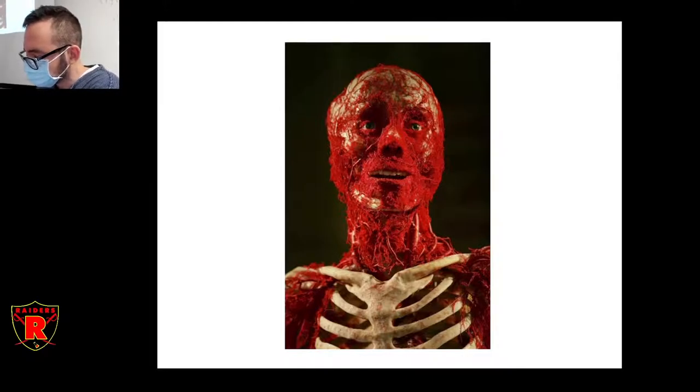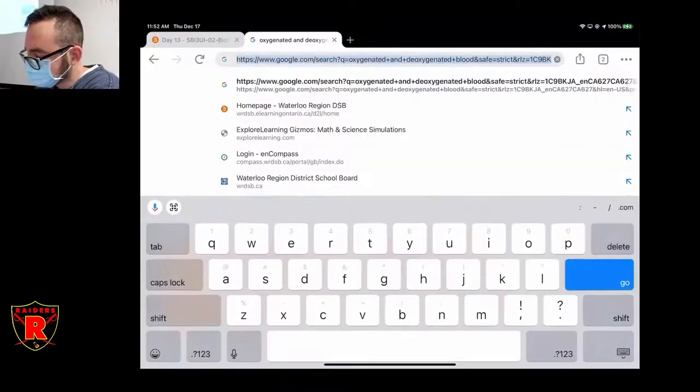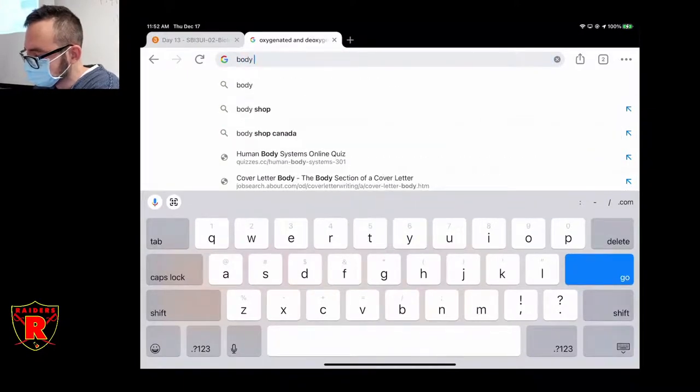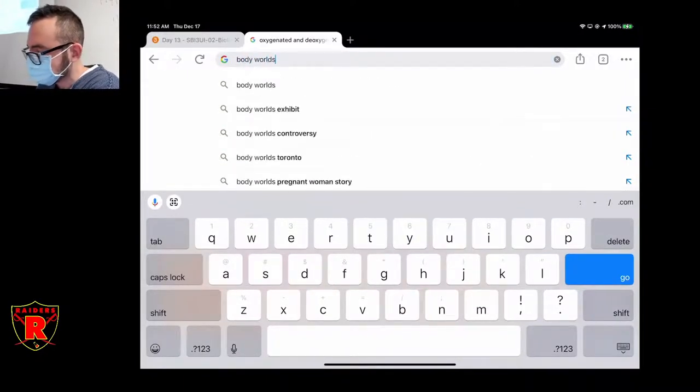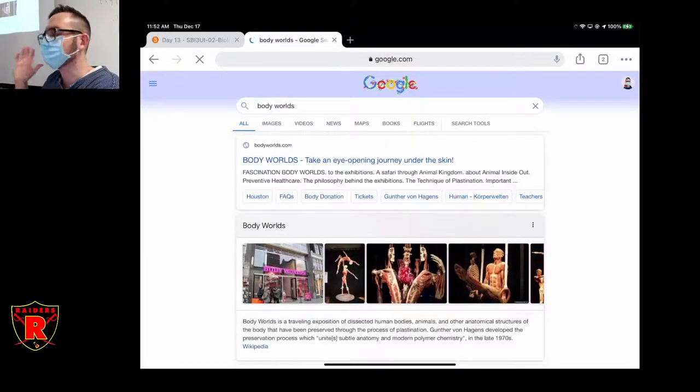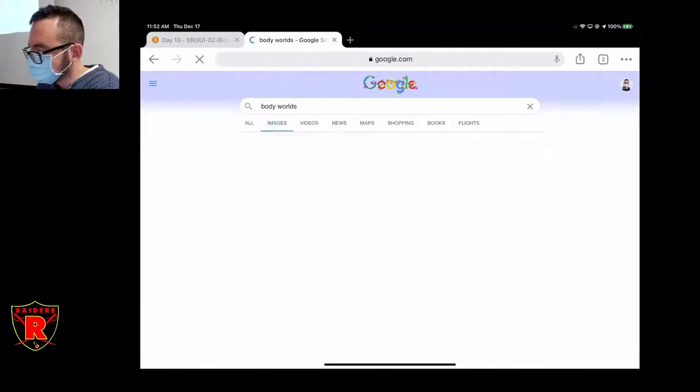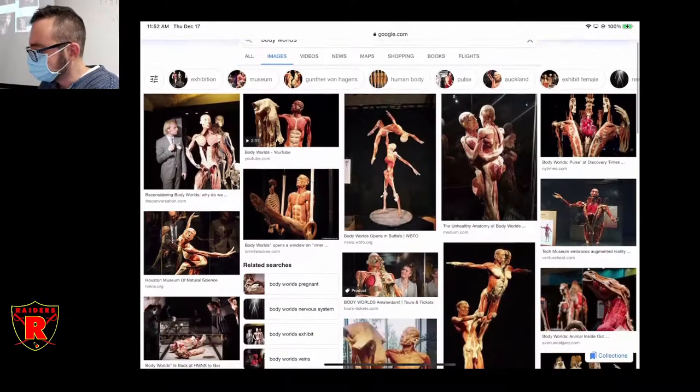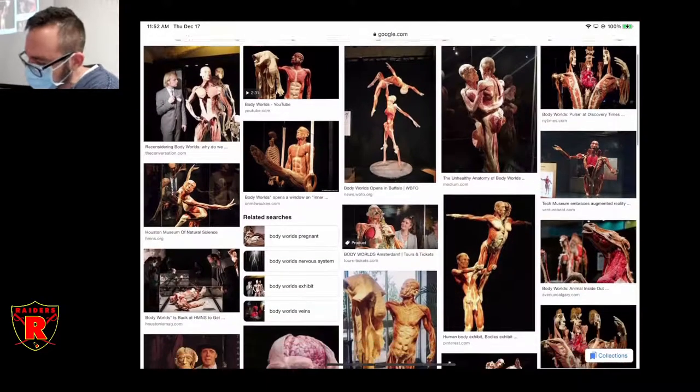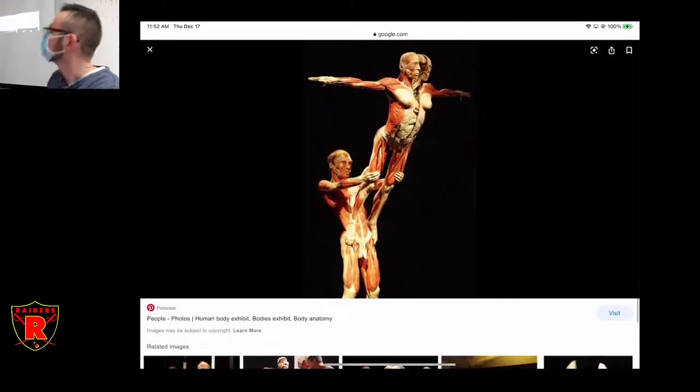So Body Worlds is like a traveling exhibit. It's made from human bodies. It was at the Science Center for a while. I went there when I was in university. And I guess you could say it's art. Questionably art, made from human bodies. And what they do is they plasticize the tissues. So they use a chemical process to essentially turn your tissues into plastic so that they become permanently formed in a particular shape.